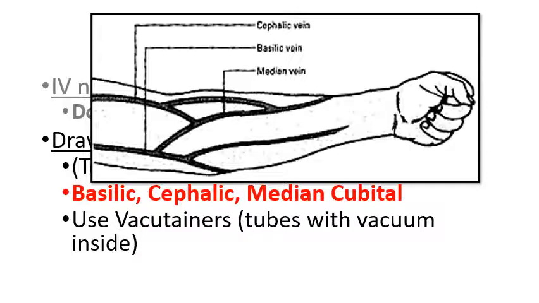Okay, so here are the preferred sites for drawing the blood samples. As I said, the median cubital vein is the favorite, which basically runs across the elbow. It's easy to find. If you can't find it, or there's some other reason why you can't use it, you can also use the cephalic vein or the basilic vein, which are both superficial veins. So all three of those veins are close to the surface and easy to see and easy to get to.